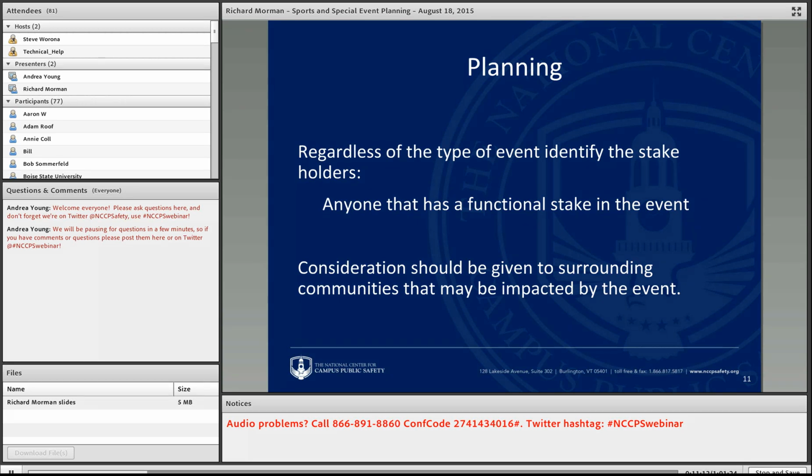And what I mean by functional stake in the event, if you're a university, for example, and you have a public safety department and their staffing doesn't allow them to cover the whole event themselves and they have to bring in outside resources, whether it be police, fire, or maybe county emergency management or other, maybe state police, county police, depending on your location. Those are folks that have a functional stake in the event. And also you need to consider those surrounding communities that are going to be impacted by your event.